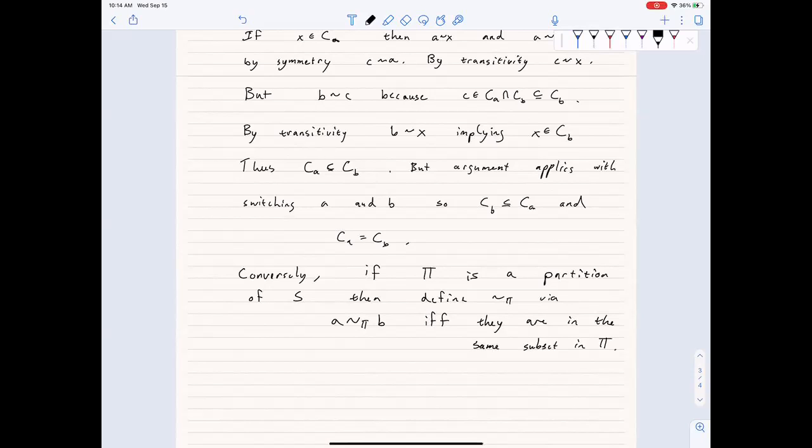In other words, take the example of the class, and I divide you guys up into groups. I define the equivalence relation by saying, okay, if I've got two students, they're equivalent if they're in the same group. Not if they're not. That's it.